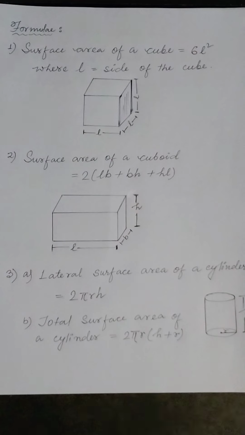Now see, maybe a cuboid, maybe a cube. How many faces are there? 6 faces. That means the total area of all the 6 faces gives you the total surface area. So in a cube, all the faces will be what? Square. In a cube, all the faces will be square. So how many squares are there? 6 squares.